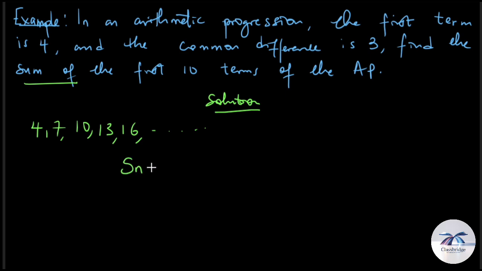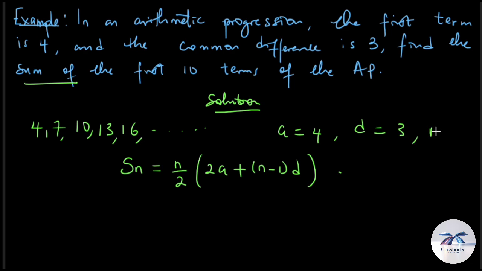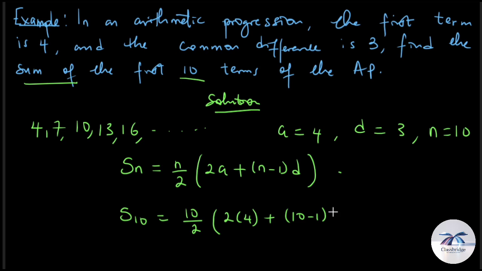The formula says Sn is the same thing as n over 2 into 2 times the first term plus n minus 1 into d, where our a is 4, the first term, and our d is 3. Then our n is 10, the 10th term. So it means we are to determine S10, which is equal to 10 over 2 into 2 times 4, the first term, plus 10 minus 1 into 3.